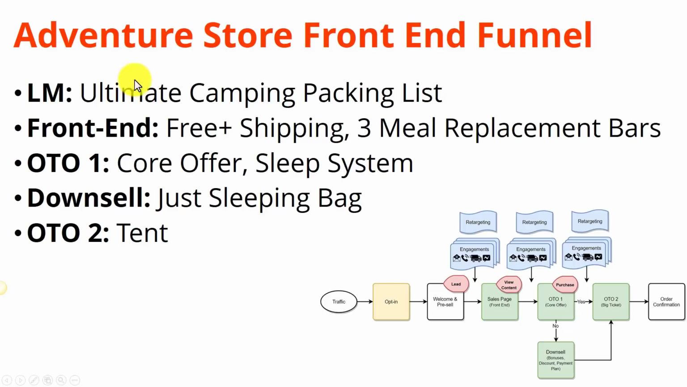And I'm hoping that you see how all these products align. So if somebody opts in for a lead magnet about camping and a camping packing list, well then they're probably interested in going packing. Our front end product here are 3 meal replacement bars, and they get them for free. All they got to do is pay the $5 shipping and handling. And so if somebody's going camping, they might want these meal replacement bars as backup, because you never know what might happen out there. So this is something people are going to want. And then if they're going camping, they likely need a sleep system or a sleeping bag and or a tent even. So that's going to be our front end funnel for our Adventure Store.